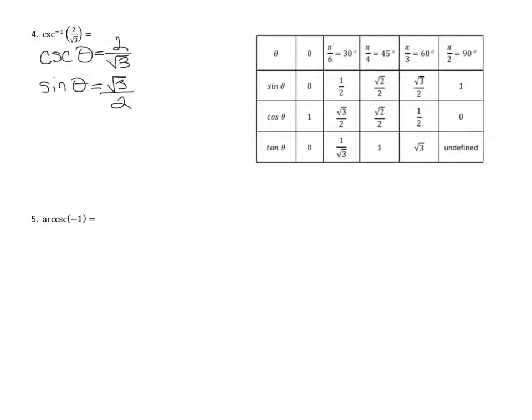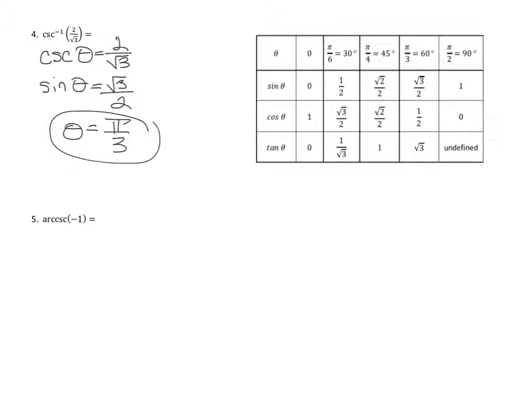So we look over here, the sine of theta. Where is it square root of 3 over 2? Sine is square root of 3 over 2 at pi over 3. My theta is pi over 3. Remember, since we had a positive value, we know my angle is positive.